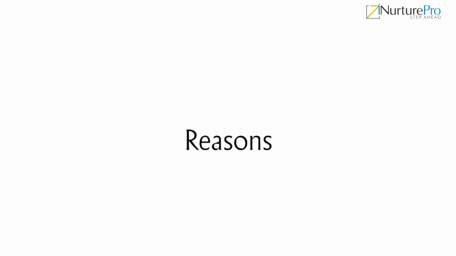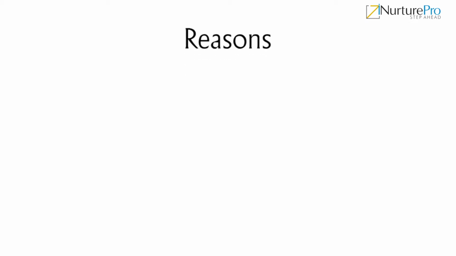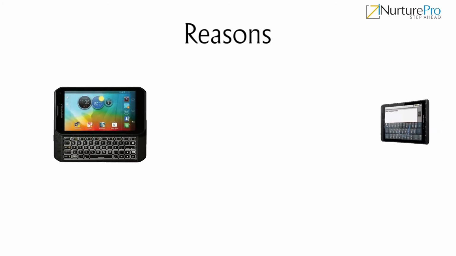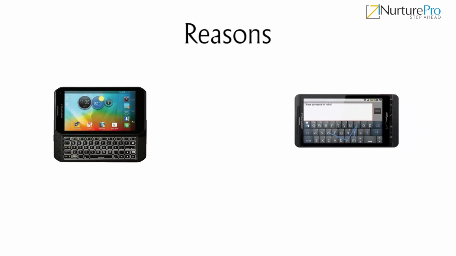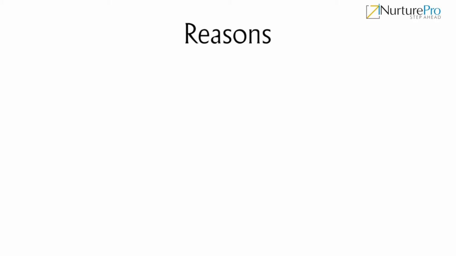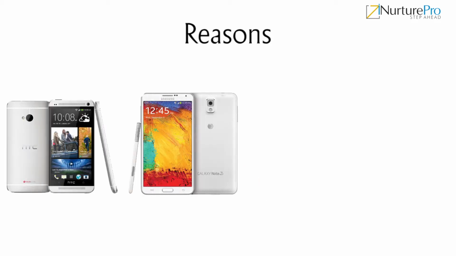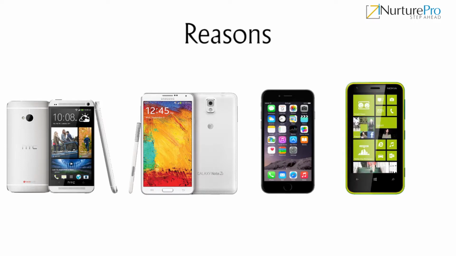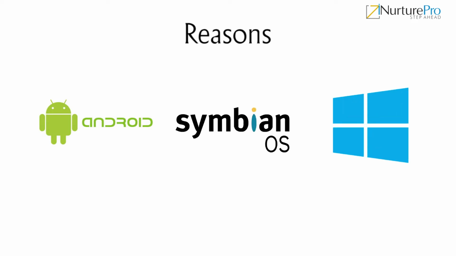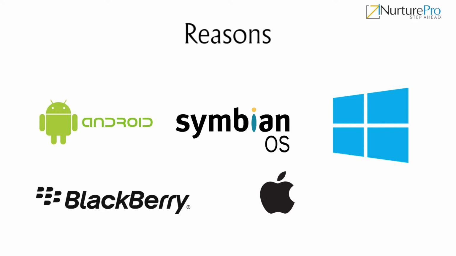There are various types of mobile devices with variance in screen sizes and hardware configurations. Some have a hard keypad, virtual keypad, touch-sensitive screen, and trackball, etc. The different varieties of mobile devices are HTC, Samsung, Apple, and Nokia. There are different mobile operating systems like Android, Symbian, Windows, BlackBerry, and iOS.